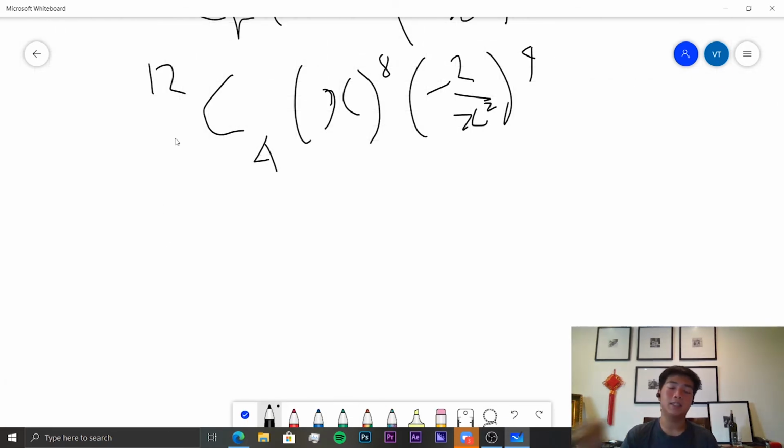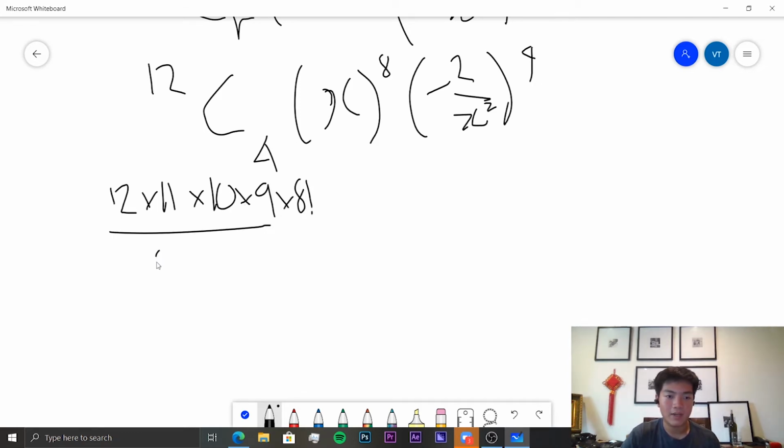12 choose 4 is 12 times 11 times 10 times 9. Let's just write this out. 12 times 11 times 10 times 9. And then it's times 8 factorial, but since it's over 8 factorial times 4 factorial anyway, normally we can just eliminate that. And so 4 factorial, well, this is 4 times 3 times 2 times 1. 4 times 3 times 2.